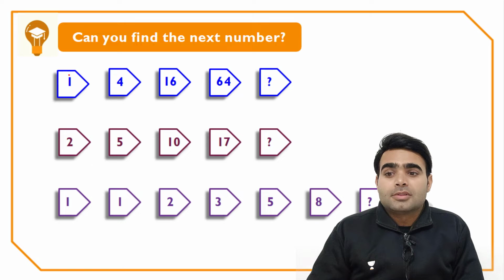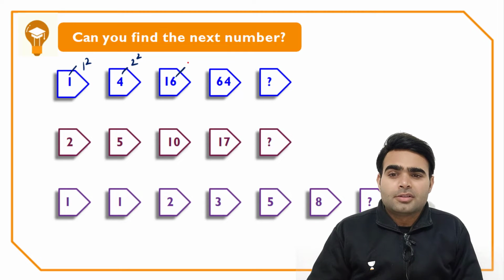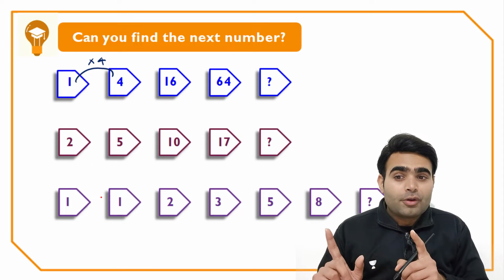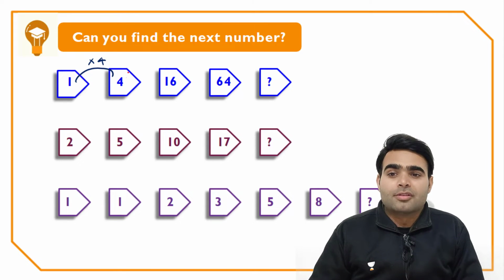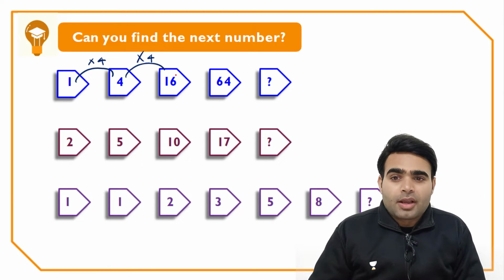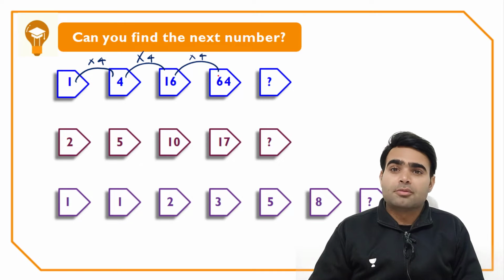Okay, you can see the first one is 1 square, right? This is 2 square. Logically this would be 4 square, but this logic breaks, so we have to think of something different. You can see 1 into 4, if you multiply by 4, is it working? Yes. And now if you multiply 4 by 4, we get 16. Fine. And now again if you multiply by 4, then we get 64. That means the next term is obtained by multiplication by 4.